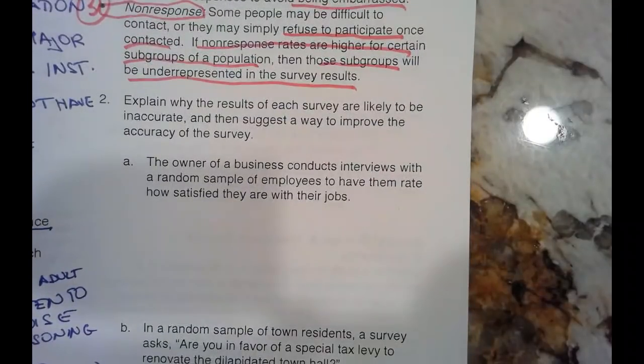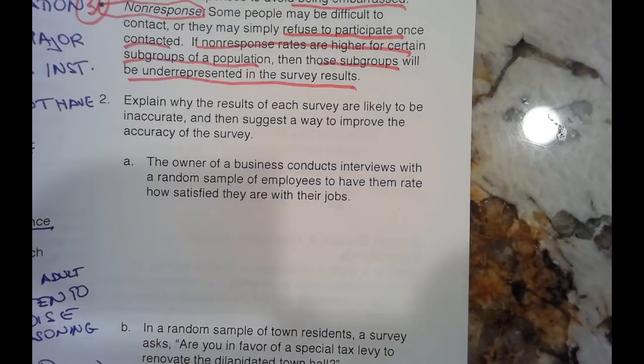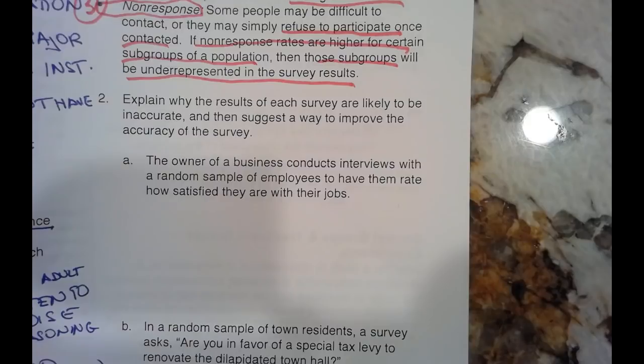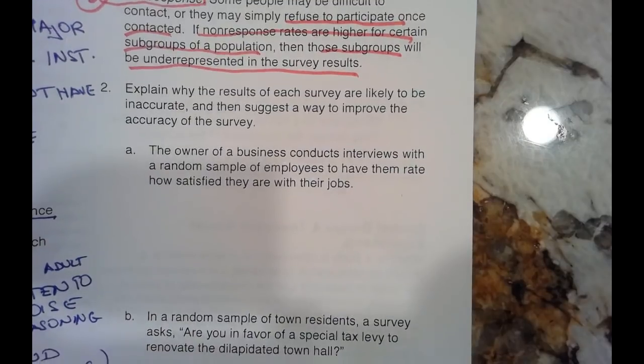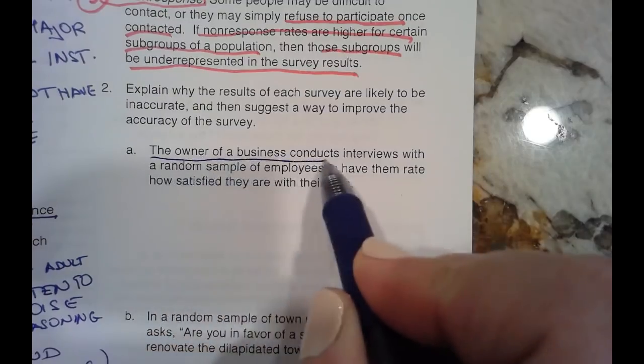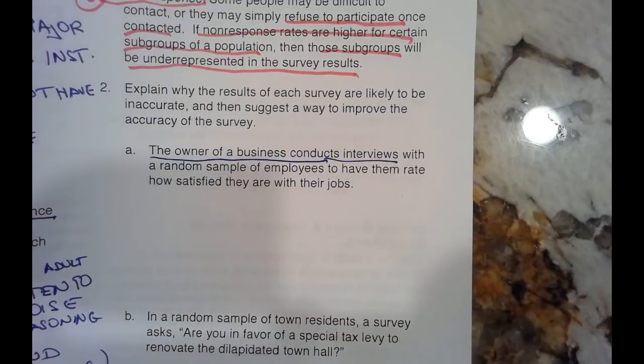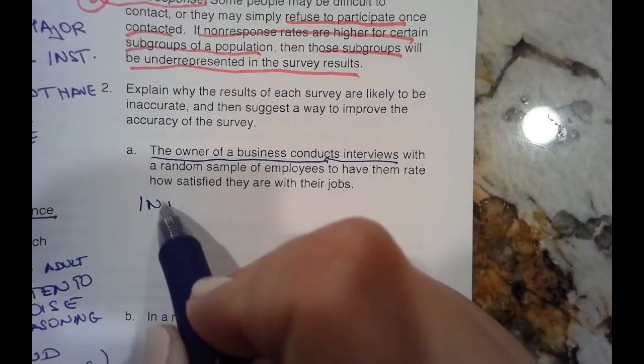You need to explain why the results of each survey are likely to be inaccurate, and then suggest a way to improve the accuracy of the survey. A: The owner of a business conducts interviews with a random sample of employees to have them rate how satisfied they are with their jobs. So the good news is it's a random sample of employees, but what do you think the problem is? Who is conducting the interview? The owner of the business conducts the interviews. So of course, this would definitely be the interviewer effect.